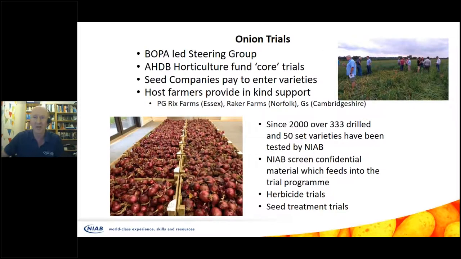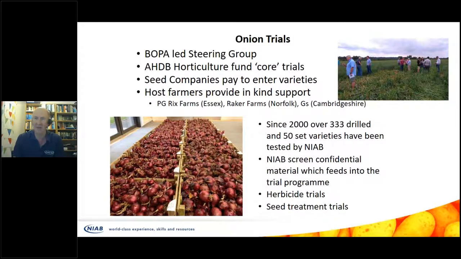So the onion trials, a couple of old pictures there, one of even people in the field talking to each other at less than 2 meters apart. But the BOPA steering group leads these trials, and since 2000 we've actually tested over 333 drilled onion varieties and 50 set varieties as well. And it's not just about the numbers, it's really showing.